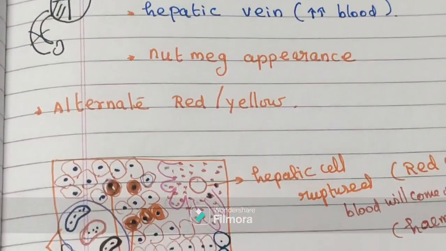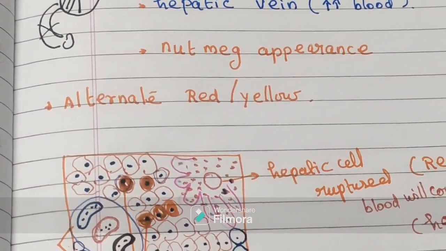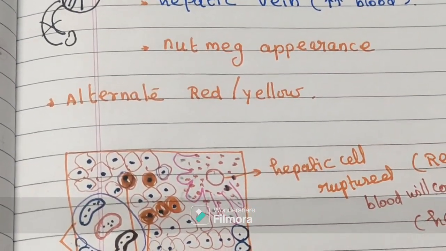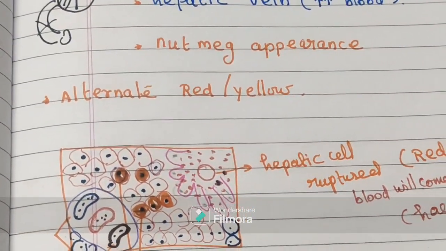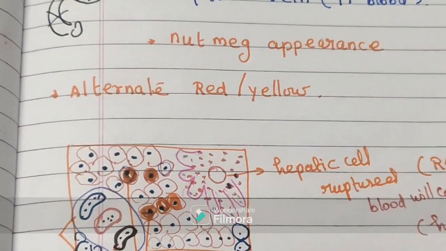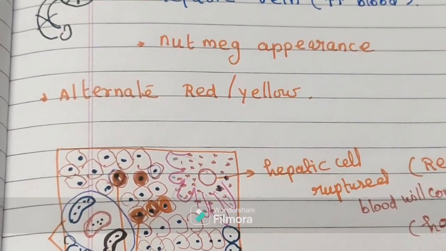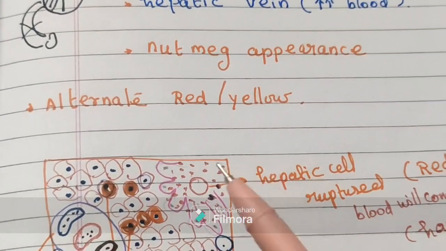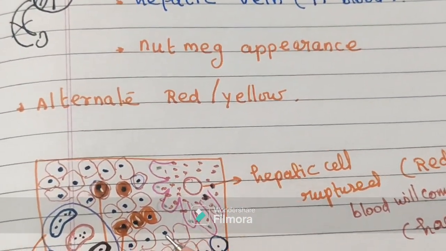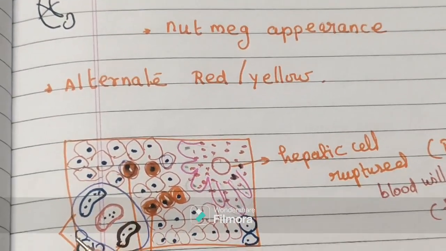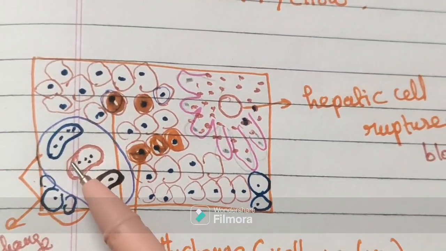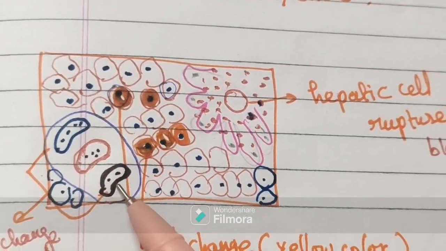Then we can see the nutmeg, alternating red and white. The CVC liver is also like this, red and white. If we cut the liver and make a slide, on one side here is the central hepatic vein. The other three are the bile duct, hepatic artery, and portal vein.